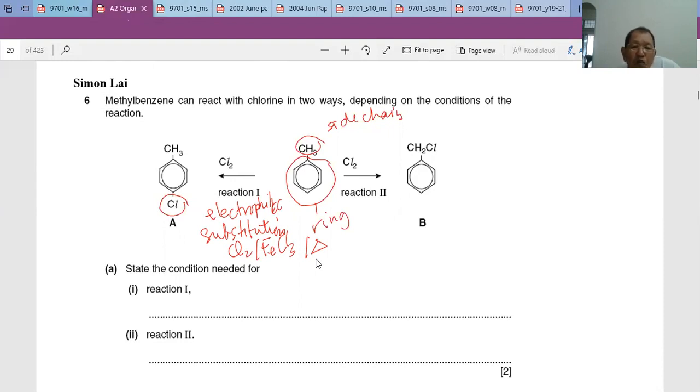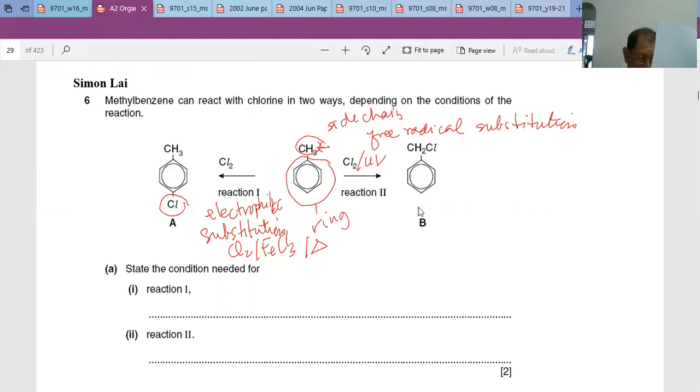Now, if here to here is chlorine, and I want to substitute on the CH3, of course I use Cl2 and UV light. Right, now to here, what reaction is this? It is free radical substitution. Simple, is it? Now this is just a chlorobenzene.